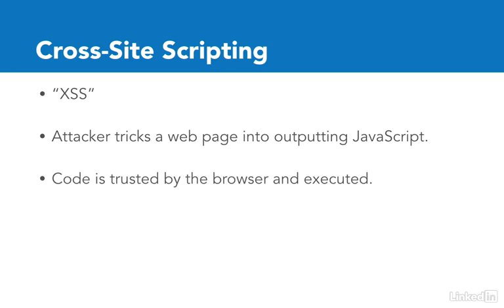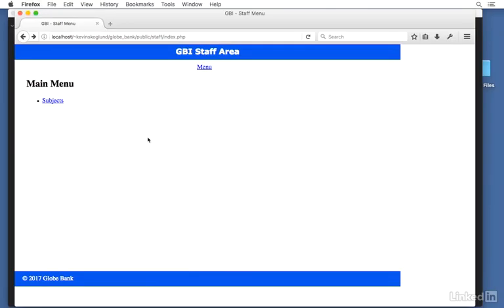And the browser trusts it, it thinks it's JavaScript you must have meant to send to them, and so it executes it. It's a major security vulnerability because an attacker could put all sorts of nasty stuff inside that JavaScript that gets executed. Let me demonstrate.